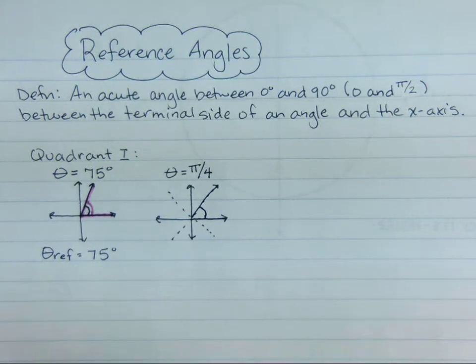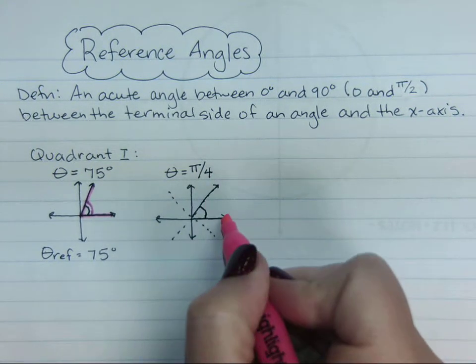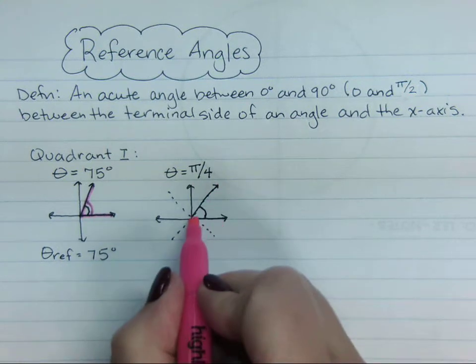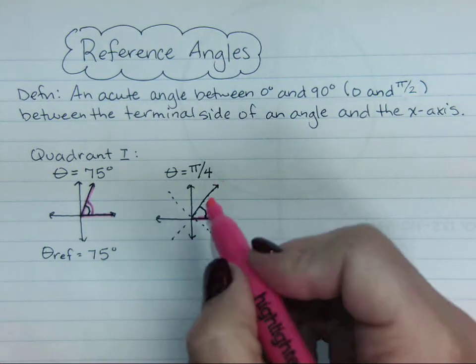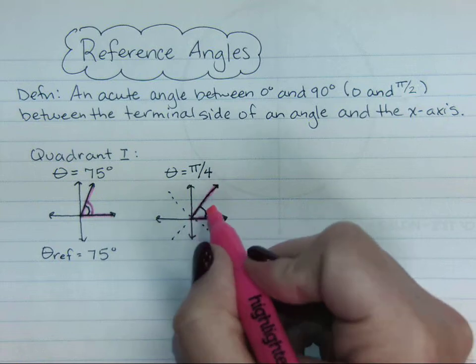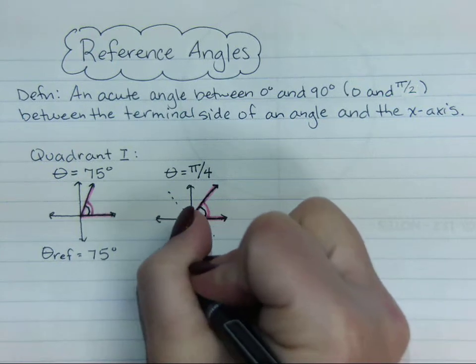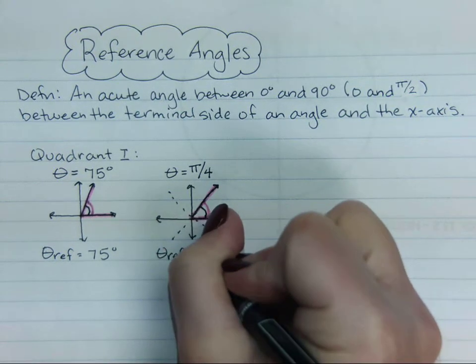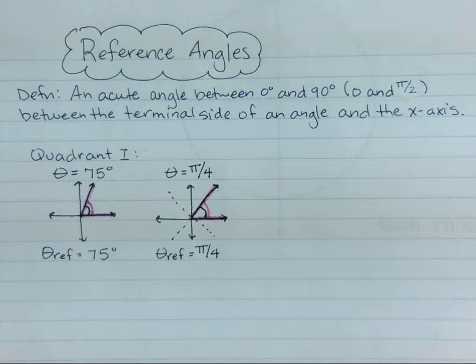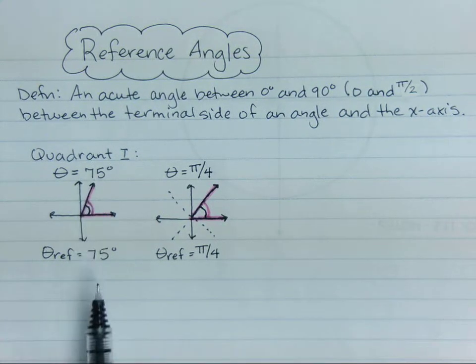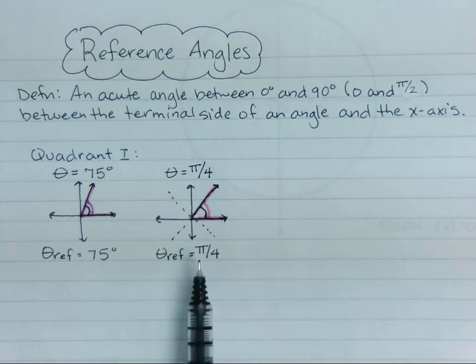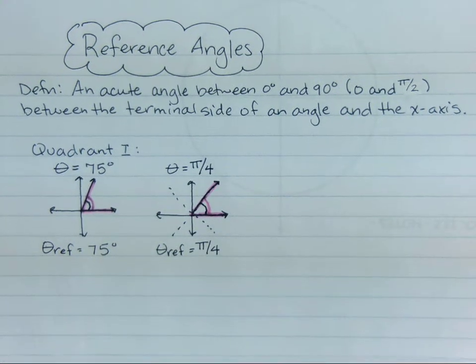But again, pi over 4 is already between 0 and pi over 2. And so since here's my x-axis and here is my terminal side, this is also the reference angle. So again, we're going to use a little subscript for reference right now and say that our reference is pi over 4. When you're talking about reference angles, if you're in degree measure, you need to have your reference angles also in degree measure. If you are in radian measure, your reference is in radian measure.